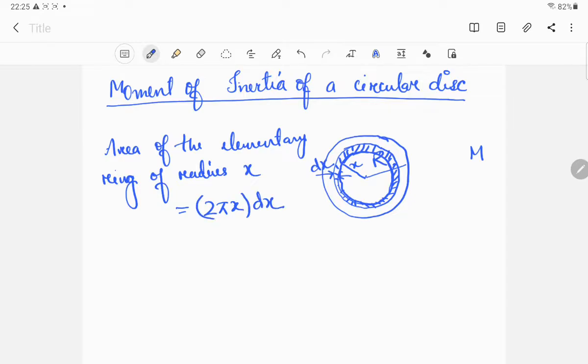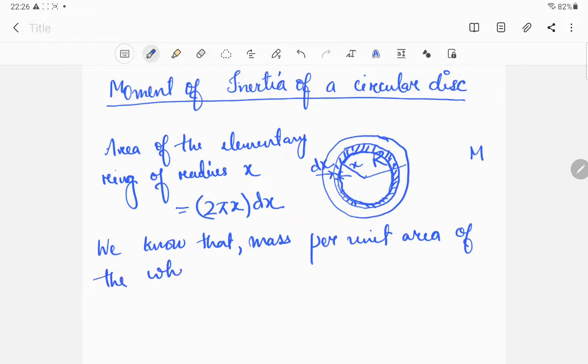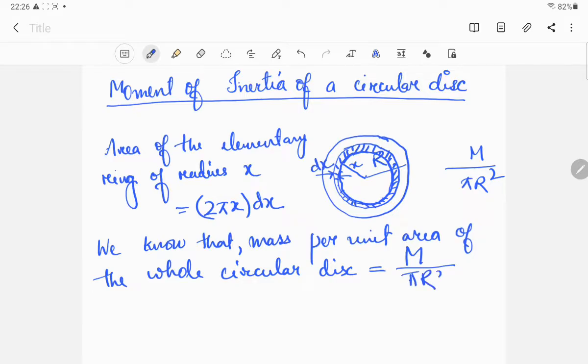Okay, so we know that the total mass per unit area of the whole circular disc is equal to, total mass is capital M and total area of the disc will be equal to pi r square. Since its radius is r, it will be pi r square. So this is the mass per unit area of the whole disc.